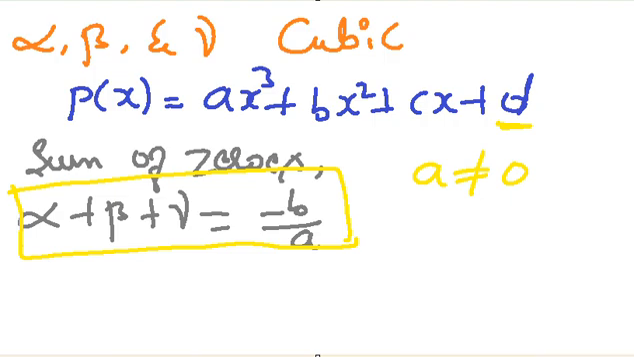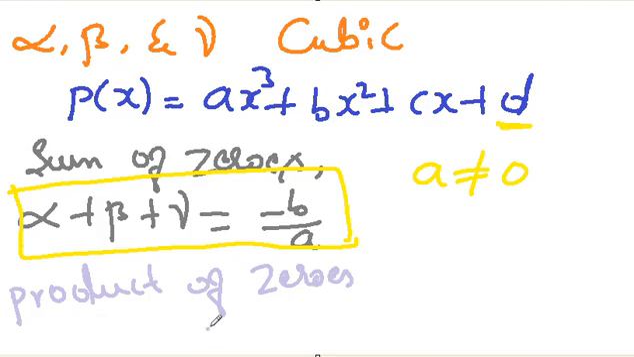Then you write the next one, that is the product of zeros. We have taken alpha, beta and gamma, 3 different values. Write alpha into beta into gamma is equal to, so in a quadratic polynomial c is the constant, but here what is the constant? D is the constant. So the formula becomes minus d by a.